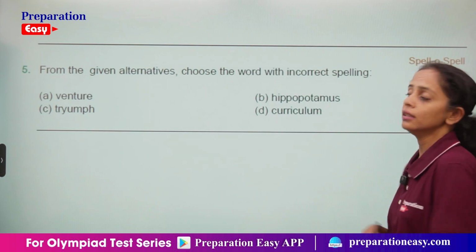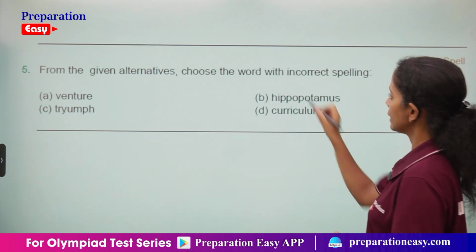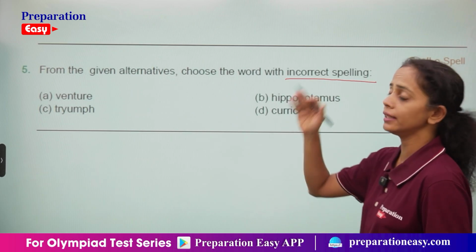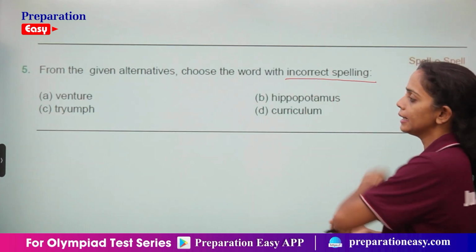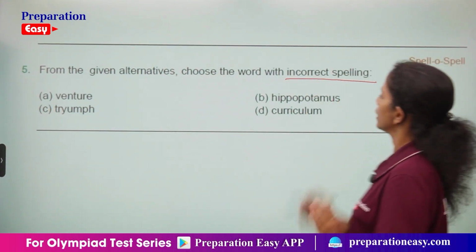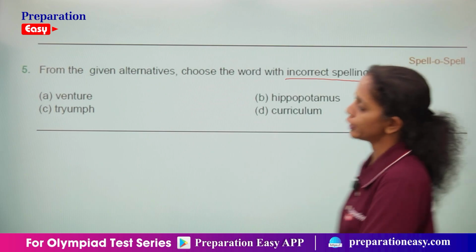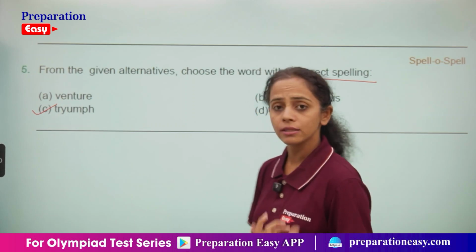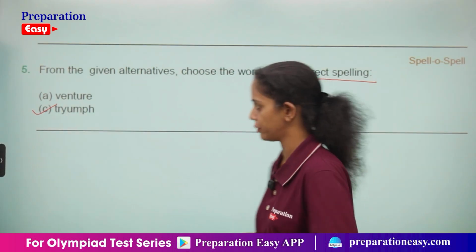Next, choose the alternatives for the correct, incorrect spelling. Focus on what is actually the keyword. Keyword is incorrect spelling. The incorrect spelling, hippopotamus is right, circulum, venture, it's trifum. Trifum means a great kind of success which you have achieved, that is trifum.